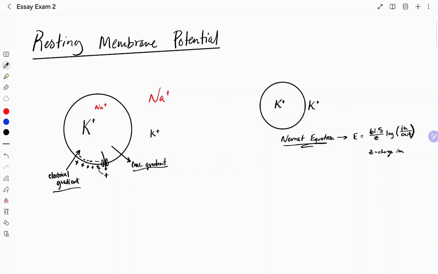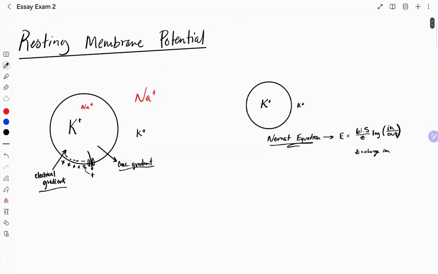However, we know that's not always the case. And so, we can have an equilibrium without actually having the same concentrations of a given ion on either side of the cell membrane, because of our electrical gradients that are at play here.